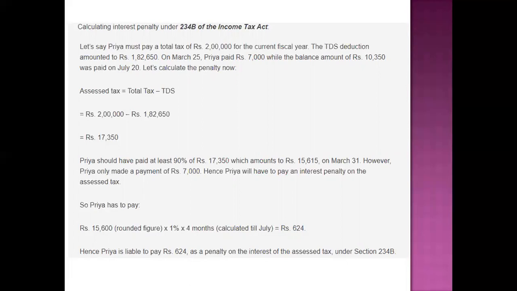So it will be 15,600, the rounded figure, into 1% of interest into 4 months. That is 624. So hence she is liable to pay 624 as a penalty on the interest of the assessed tax under section 234B. So hope I can make it clear for you, both the section 234A and the 234B.